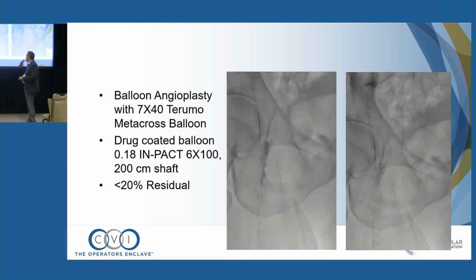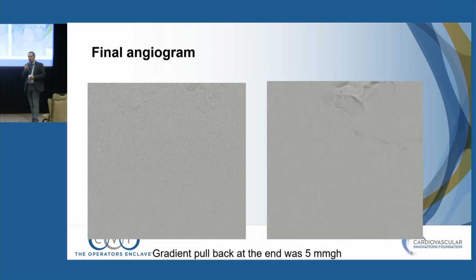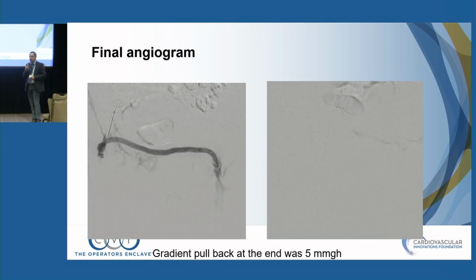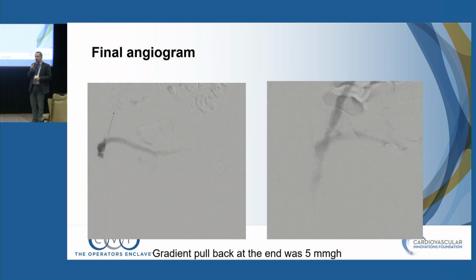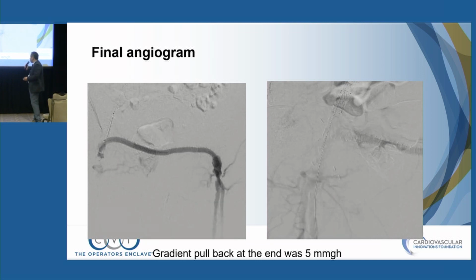Then we proceeded with the 7x40 balloon. You see nice expansion there. And then we debated if we should just stop there, or we're trying to avoid putting any balloon across the fem-fem takeoff. But because of this lesion, we proceeded with a 6.0 DCB, and we had a less than 20% residual. This is our pre, and this is our post. And we did a pullback gradient there, which was only 5 millimeters of mercury.